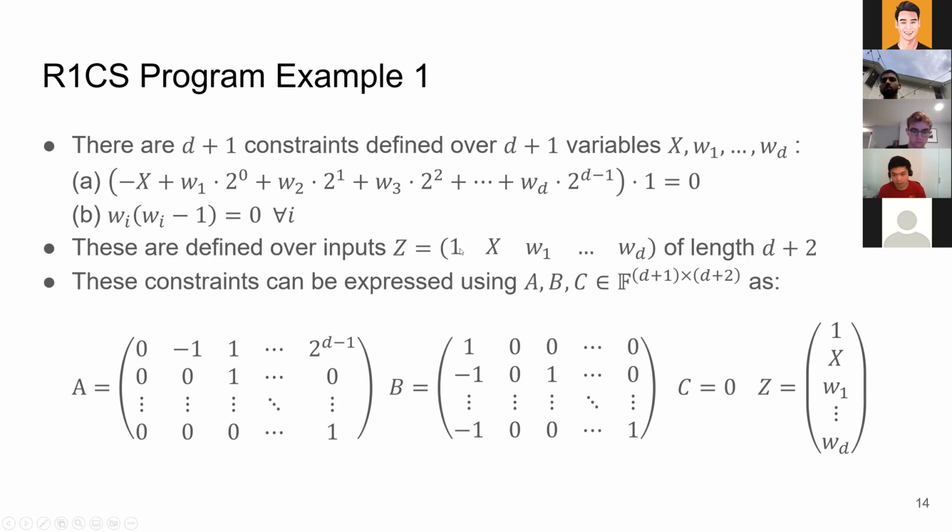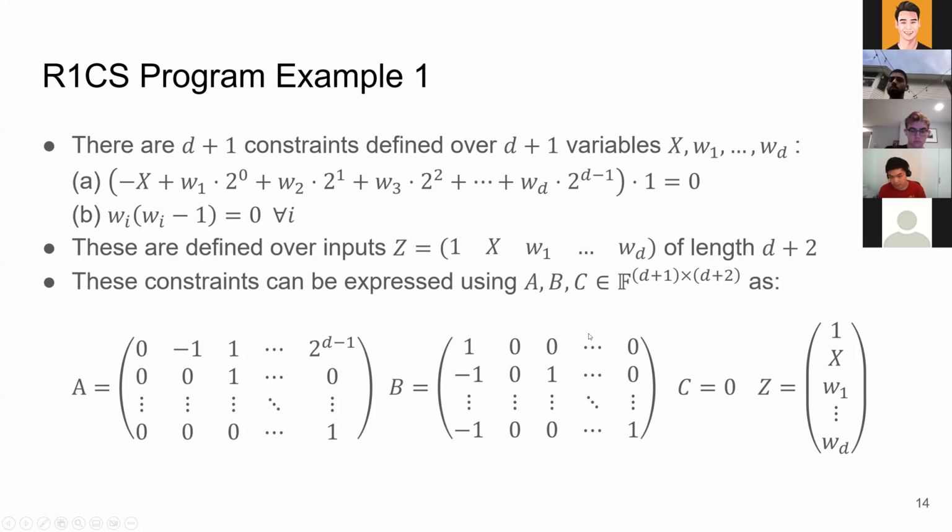So A takes all the coefficients from the stuff on the left. Is there a 1 in the expression on the left? There's no 1 over here, so the coefficient will be set to 0. What is the coefficient for X? It's -1, so A will take a -1 here. The coefficient for W1 is 2 to the 0, which is 1, so it'll take a 1 here. W2 would be 2, W3 would be 4, all the way to WD, which is 2 to the D minus 1. So for this first constraint, A takes these coefficients.